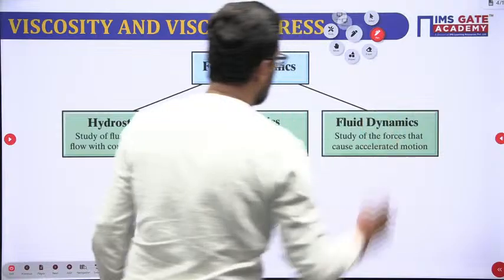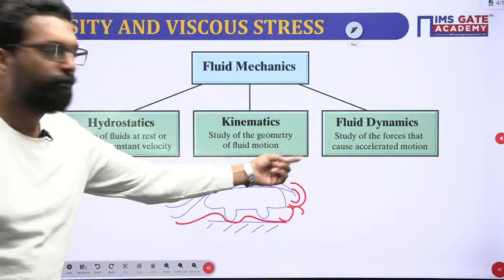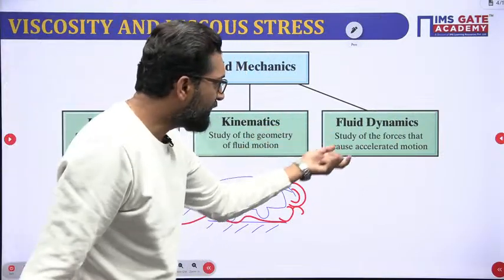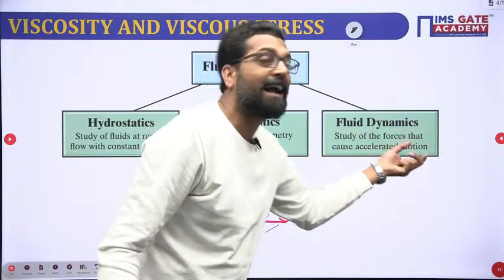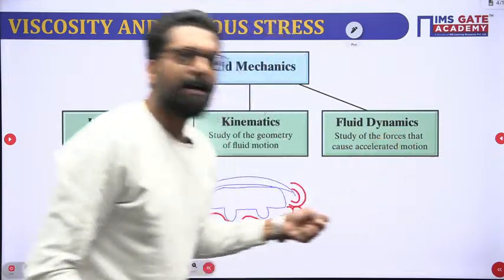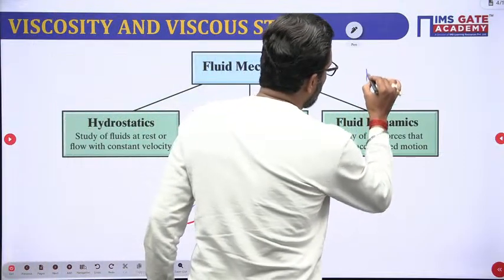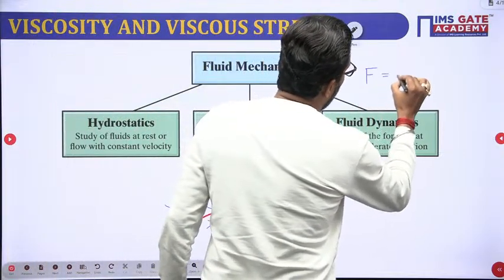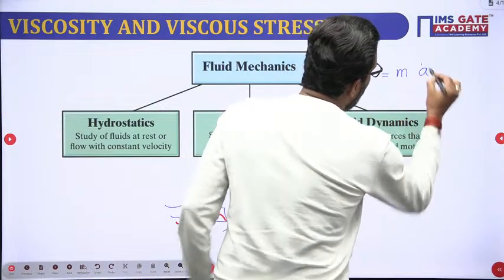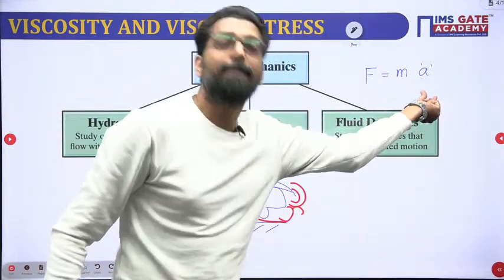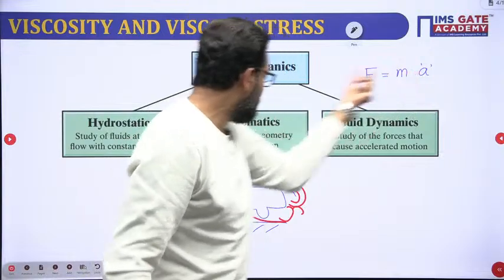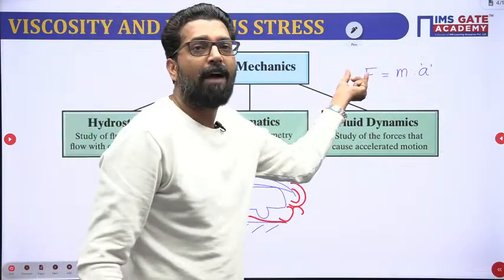Now my dear, the third one is the dynamics, fluid dynamics. That means the study of the force that causes the accelerated motion. See my dear, one thing is very important. What is dynamics? Force is equal to mass into acceleration. And this acceleration is a kinematic part. So if you understand the kinematics part, you can easily find the dynamic part.